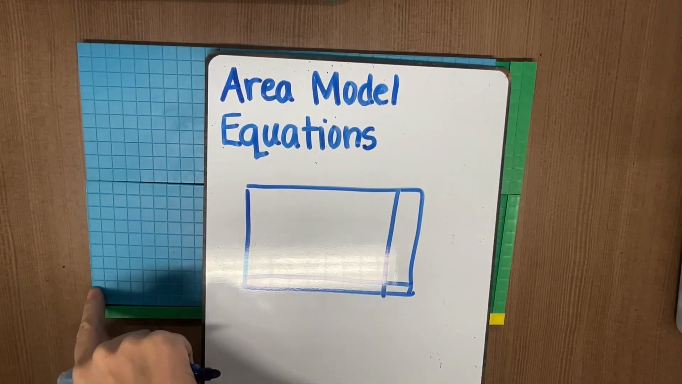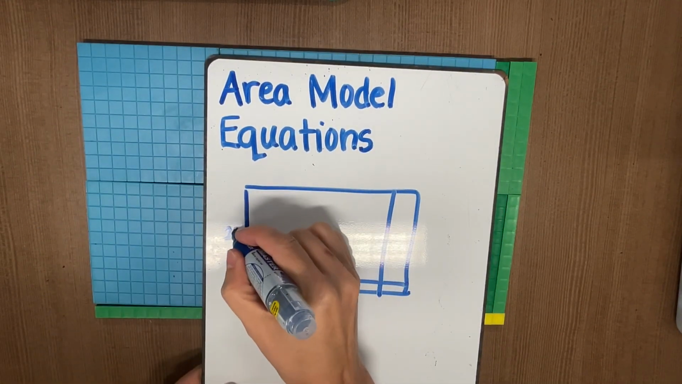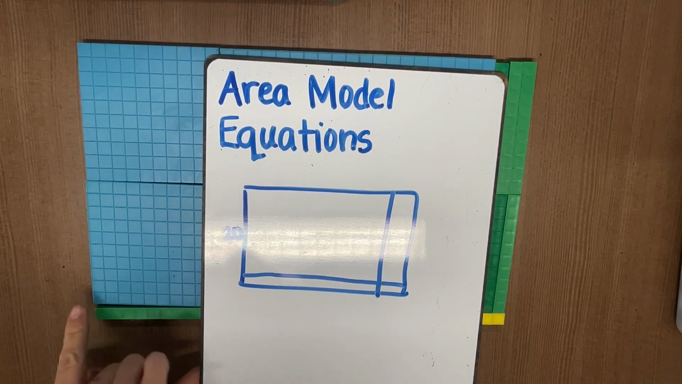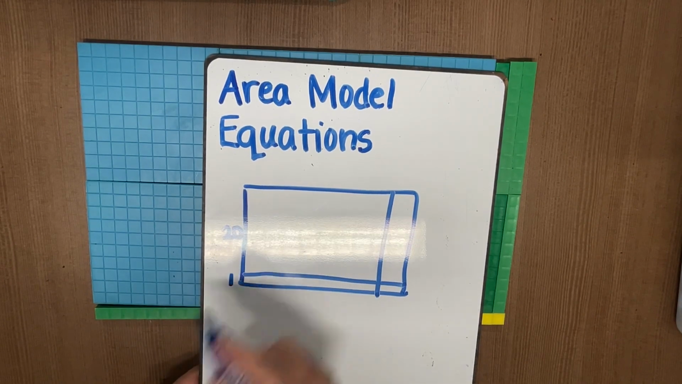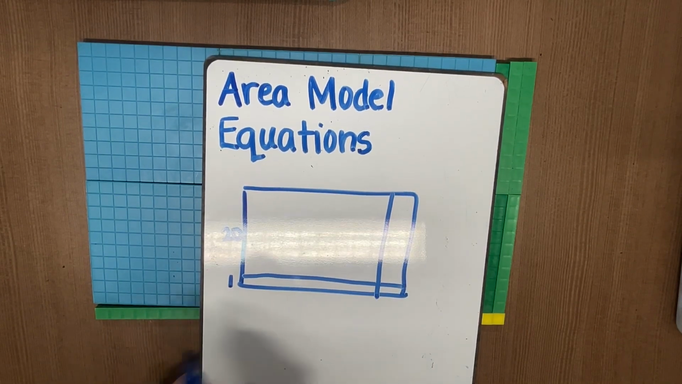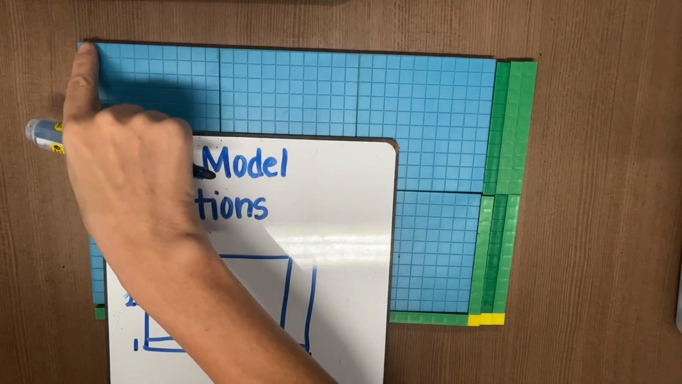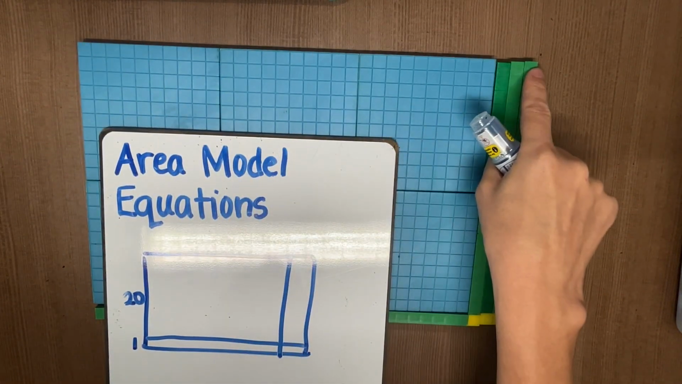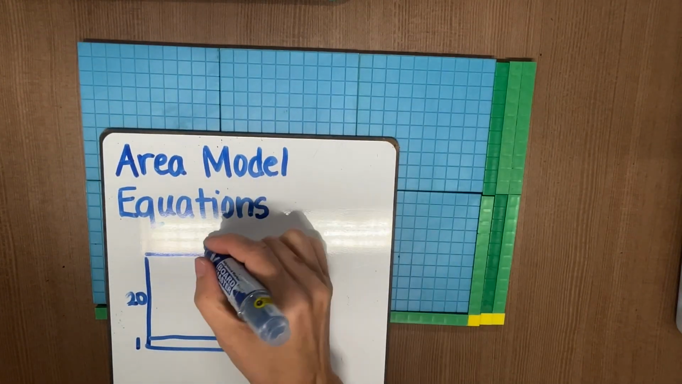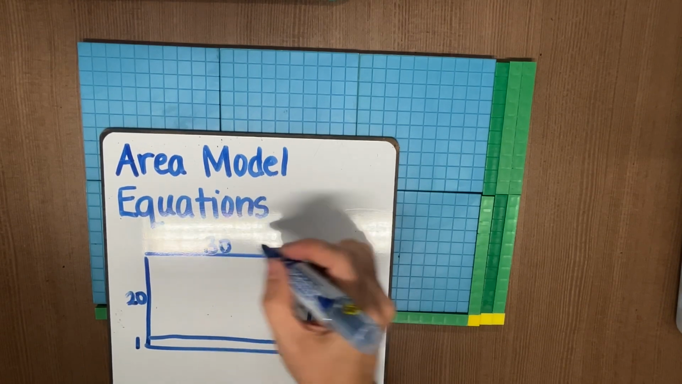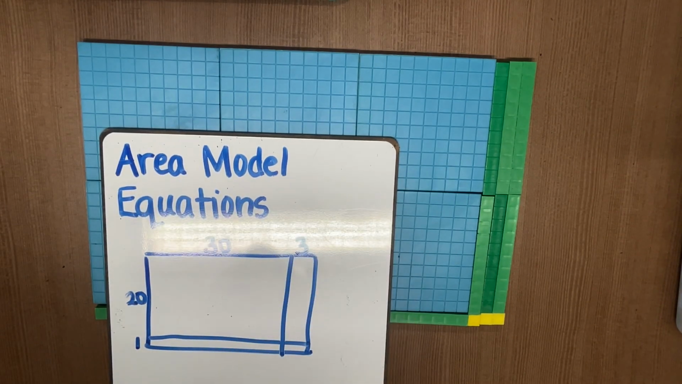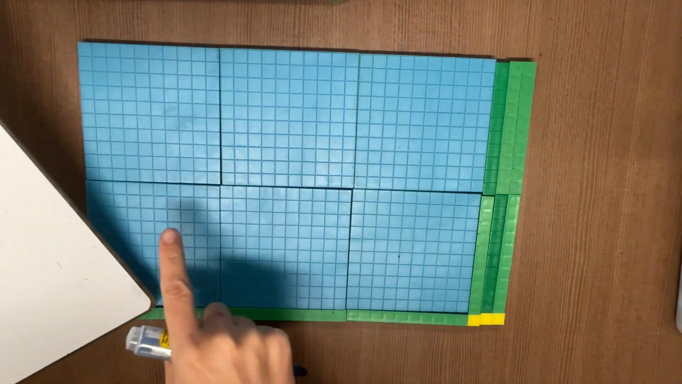Now let's look. It is 20 long here, but there is 1 here. It is 21 long now, or excuse me, high, and it is 33 wide, or excuse me, long. So 21 by 33.